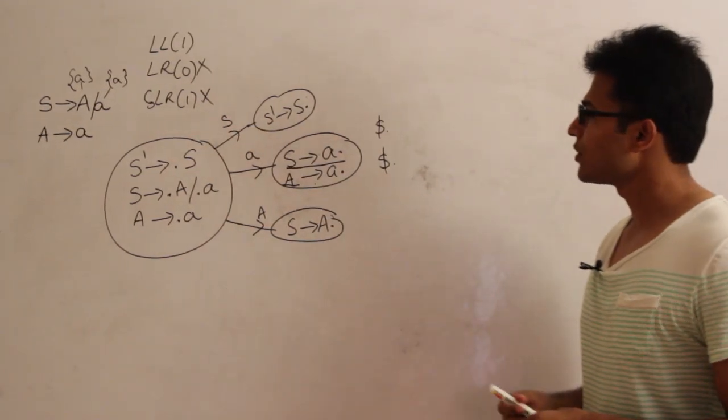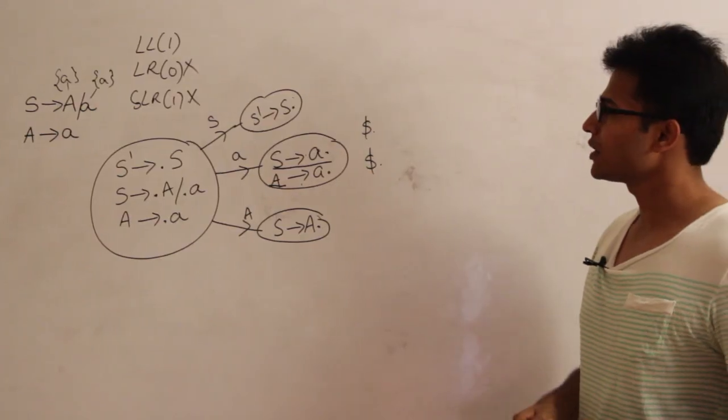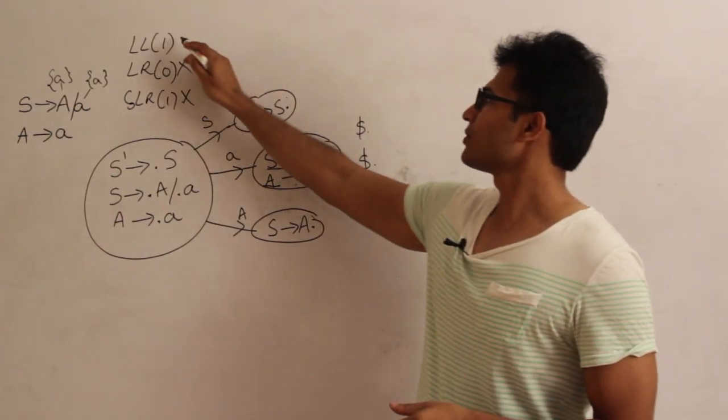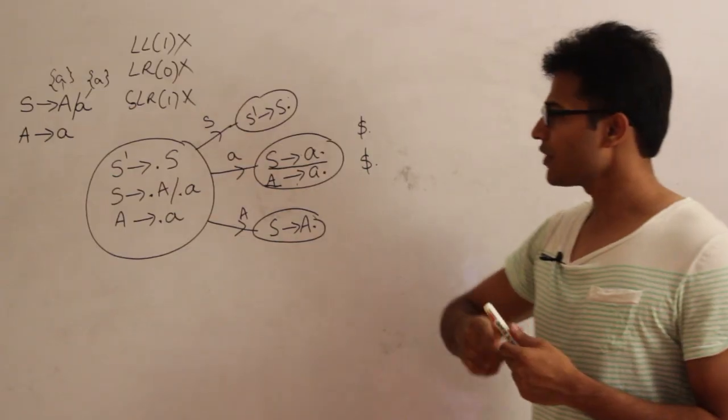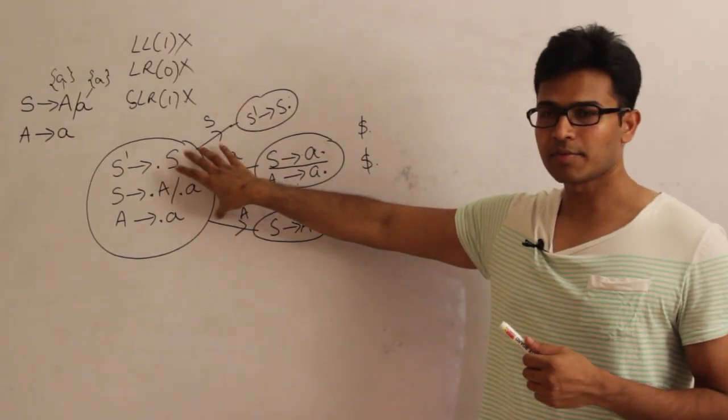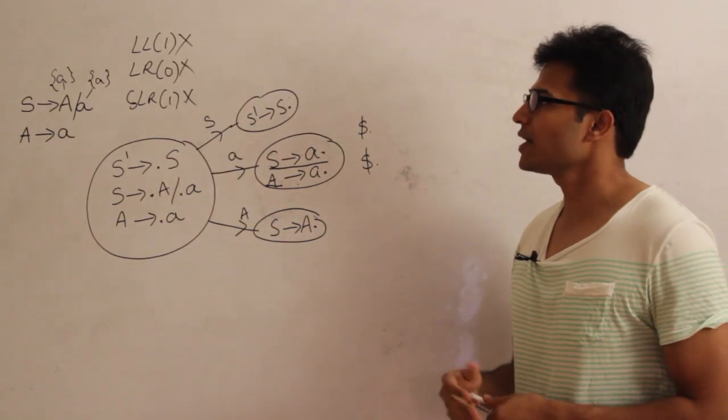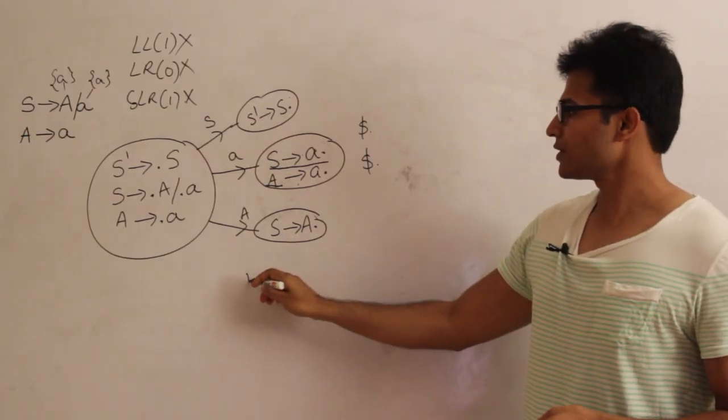So the given grammar is not SLR1, and it is not LR0. But the given grammar is not LL1 also. In fact, this grammar cannot be parsed by any of the parsers. The reason is it is an ambiguous grammar. Okay, let's see the next example.